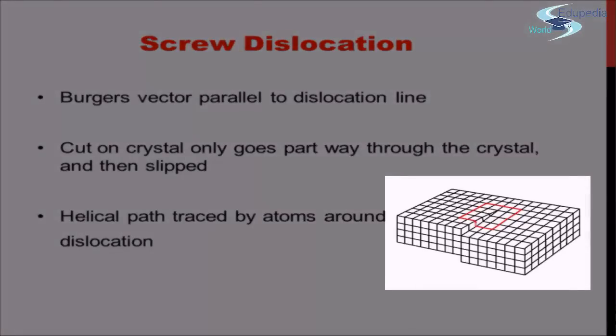In the edge dislocation, what we saw is that basically there is an extra half plane of atoms. In the screw dislocation, instead of an extra half plane of atoms, we take a perfect crystal, cut it halfway through, and then shear it upwards. So this atom ideally should have been over here, and this atom ideally should have been over here. So what we have done is cut it halfway through a perfect crystal and then sheared it.